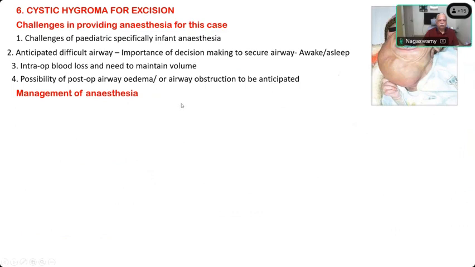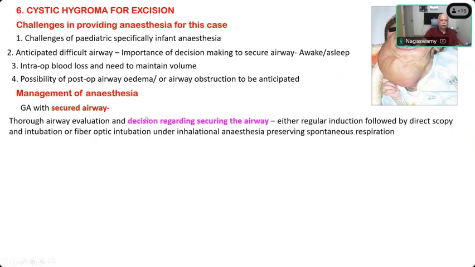How do you do that? Supposing this case is posted and you are the anesthetist. These are the challenges you have already thought of. So how do you manage the anesthesia for this child? Sir, as you said, we can do a check laryngoscopy and intubate, or we can intubate through FOB. So securing the airway is the most important challenge in this case, right? Yes, sir. Once you secure the airway, then the other things are all routine anesthesia.